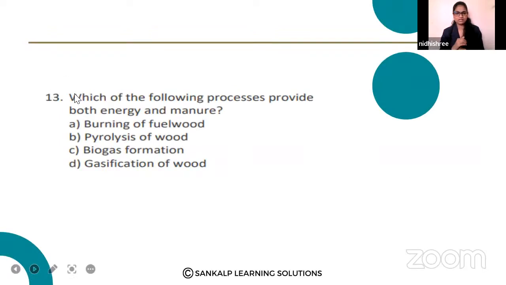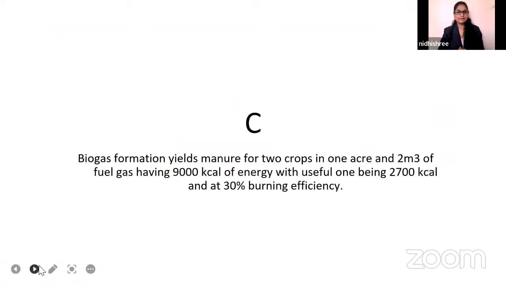Question number 13. Which of the following processes provide both energy as well as manure? Option A, burning of fuel wood. Option B, pyrolysis. Option C, biogas. Option D, gasification of wood. Kanchanaraj, option C. Purvi, option C. Lohit, Shashi, Madhumita, S. Harshita, Padma, Yan. Fine, Harshita, A. Ramya. Okay. Fine, option C is the right answer.